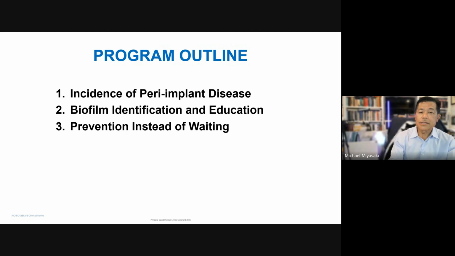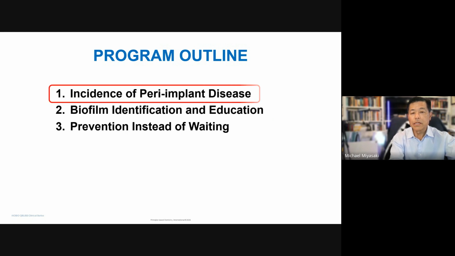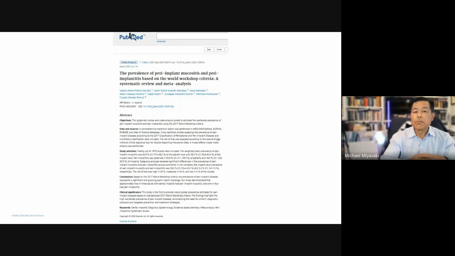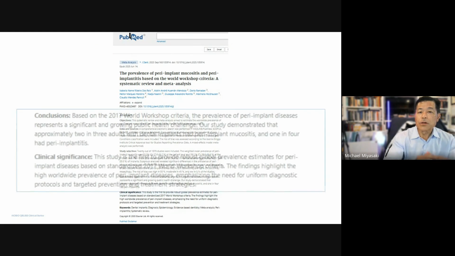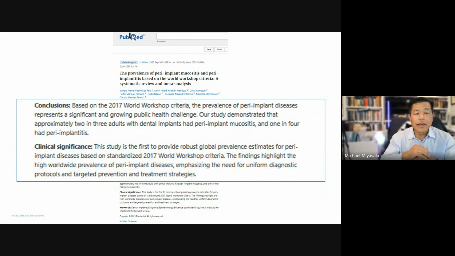So there's a lot of steps that we are using in our office to be a little bit more proactive about this. And I think that's the important part, because this equipment can do so much, but how do we apply it clinically? And that's really where I want to focus today. So I want to go through what the incidence of peri-implant disease is, just to put some emphasis on why we're covering this today.